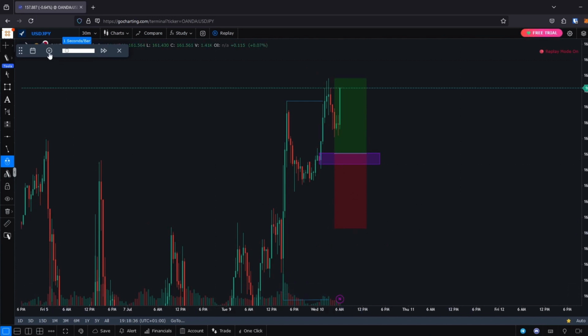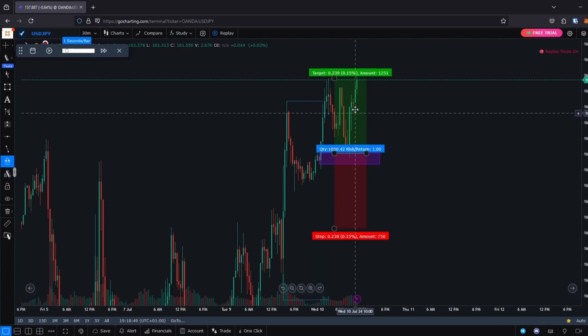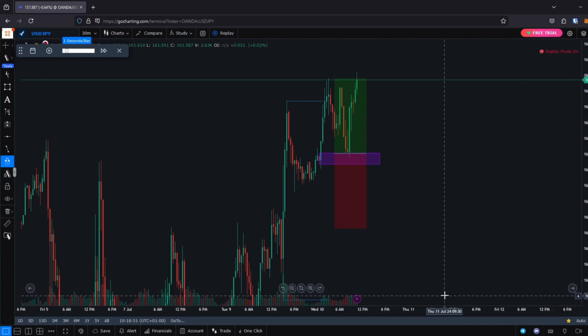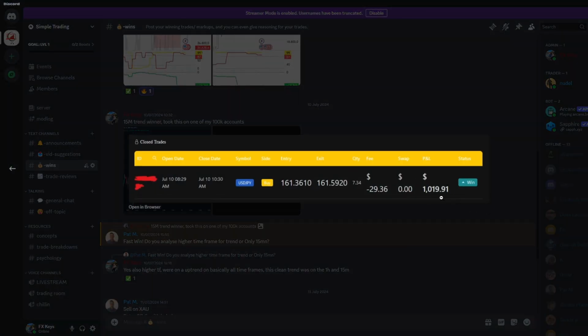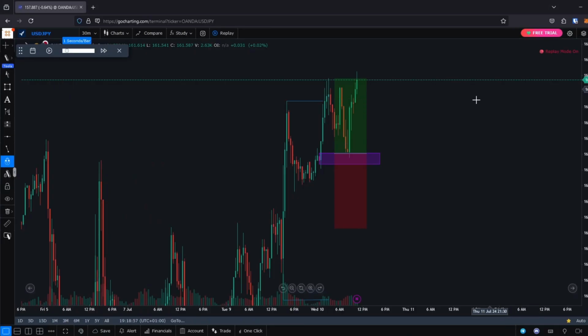Now, if we continue to play, we can see what happened. We tapped in and then we impulsively pushed up and went straight to take profit. This was a 1-to-1. This was 1,000 risk on a 100k funded account and then 1,000 profit. So yeah, hopefully this helped you.